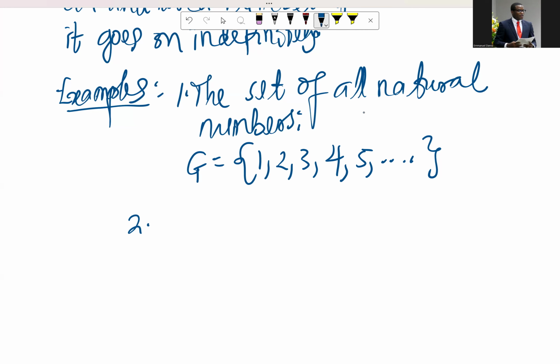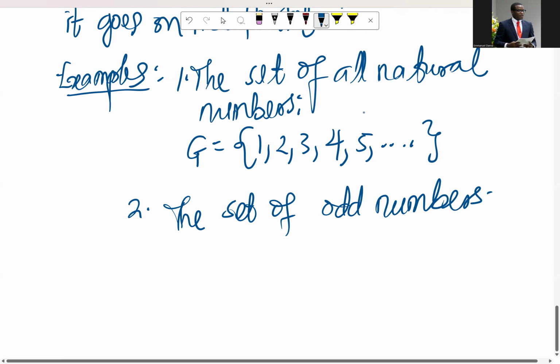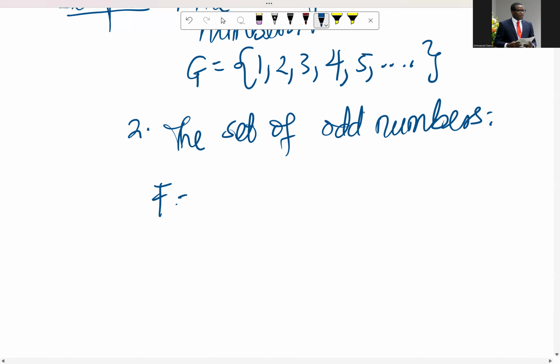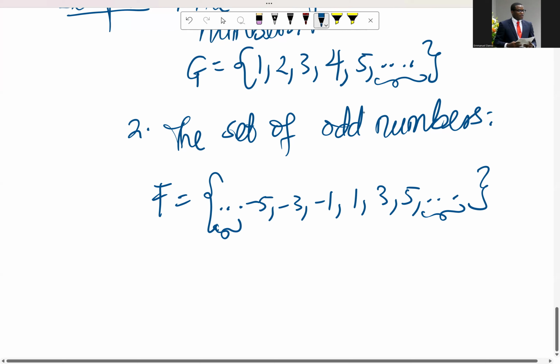Let's talk about the set of odd numbers. It is also infinite. Why? Because it goes on indefinitely to the left. Let's say you start from -5, -3, -1, then you go to 1, 3, 5, and it goes on indefinitely to the right. When you see these three dots, it tells you of infinity. So the set of all odd numbers is actually infinite.